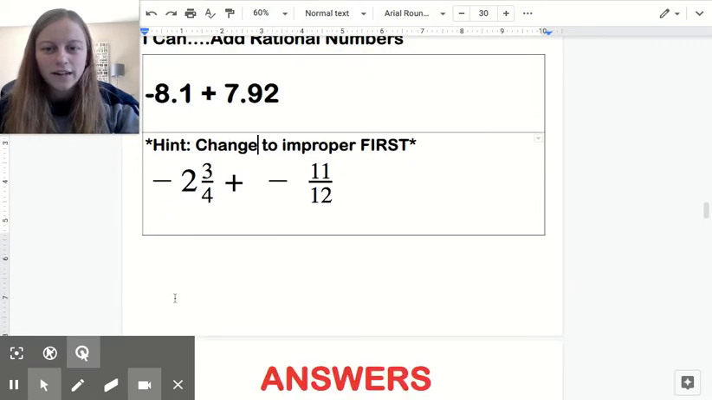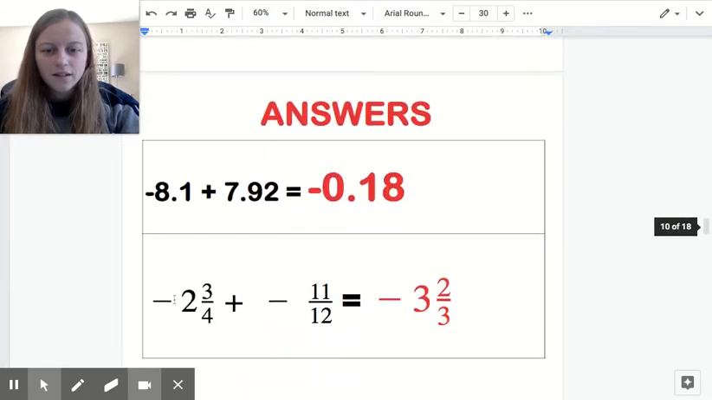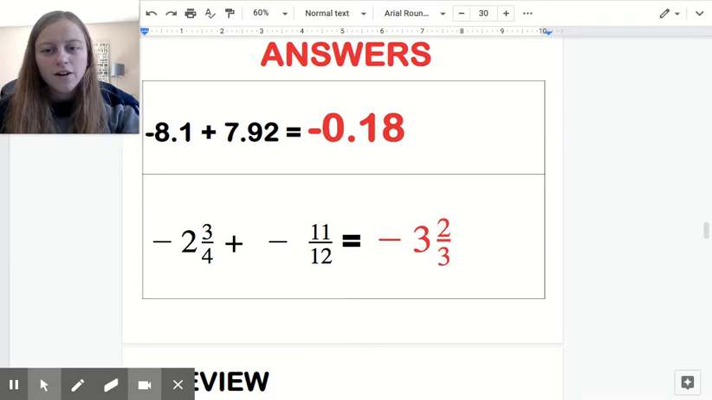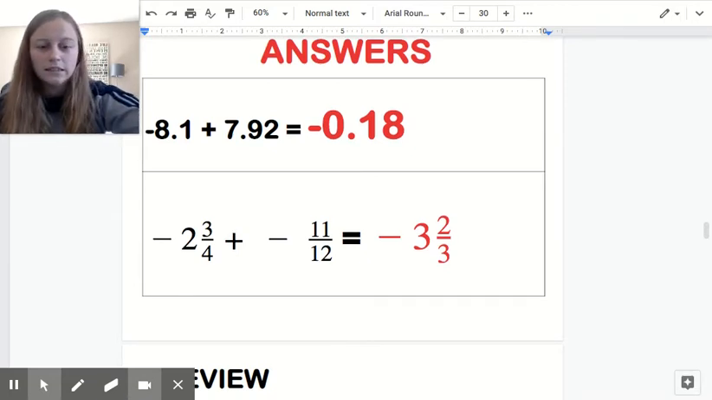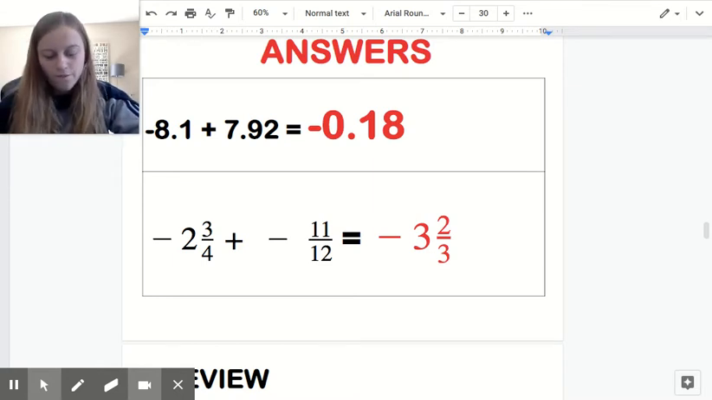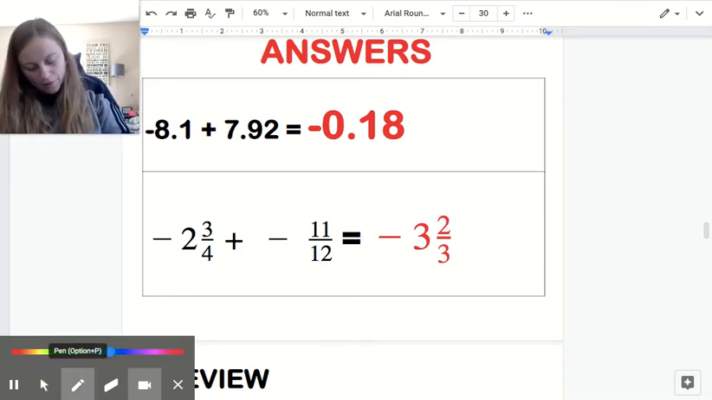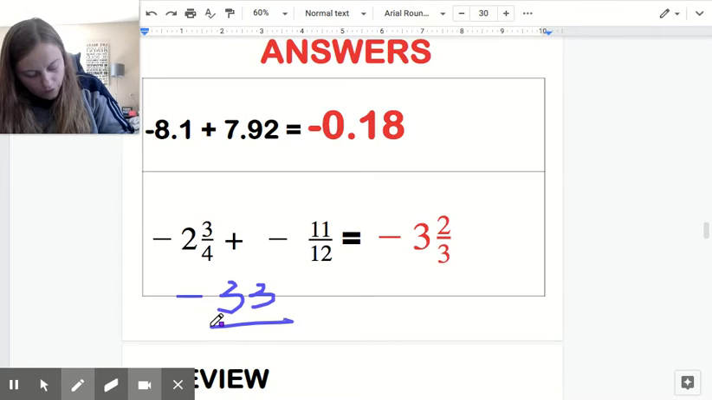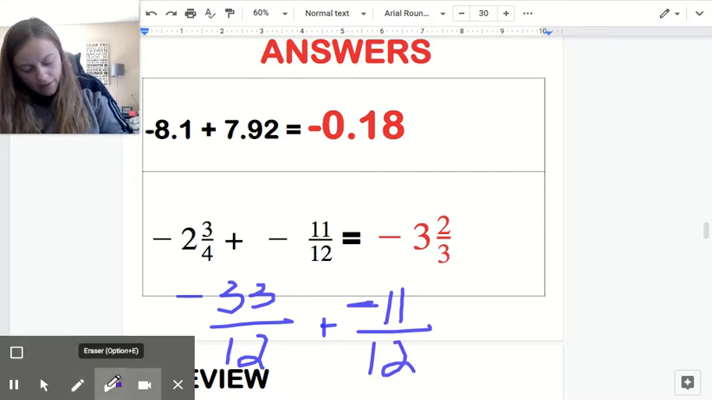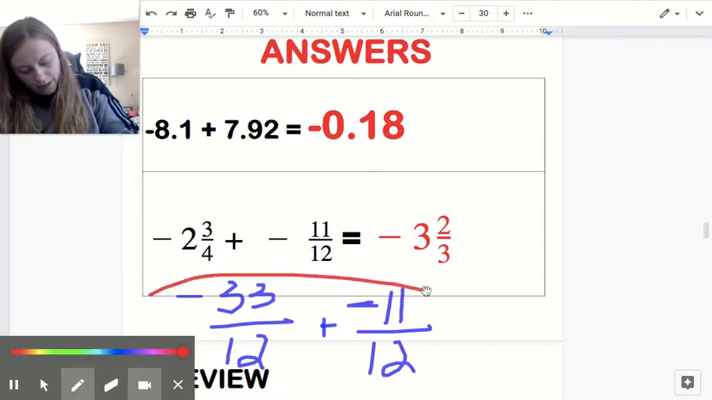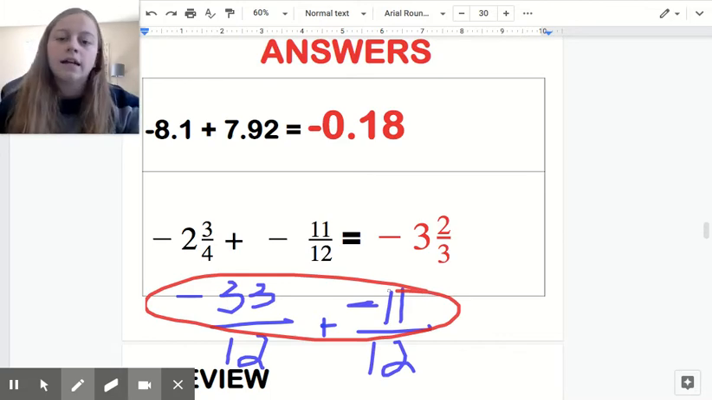All right, let's check your answer. So here are our two answers. Negative 2 3/4 plus 3/4. For my fraction for this one, I did negative 33/12 plus negative 11/12. Then I added my numerators and carried over my denominator and simplified.